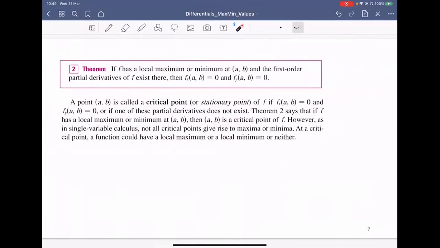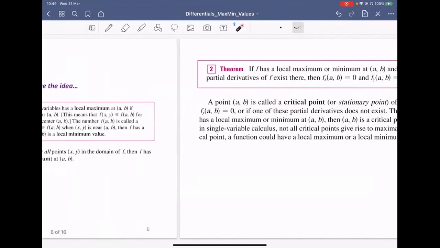Well, similar to 1 dimension, if f has a local max or local minimum at the point (a, b), and the first order partial derivatives of f exist, then we know that f subscript x is equal to 0 and f subscript y equal to 0. And those points that have the property that f subscript x equal to 0 and f subscript y equal to 0, we're going to call a critical point. Does it make sense?